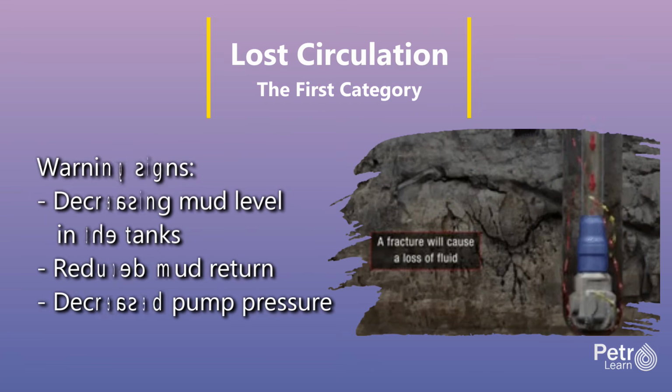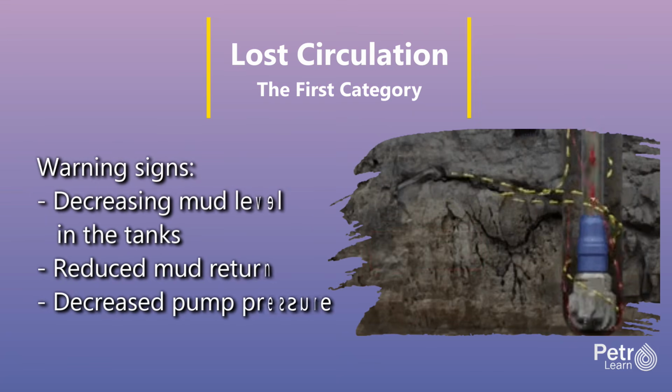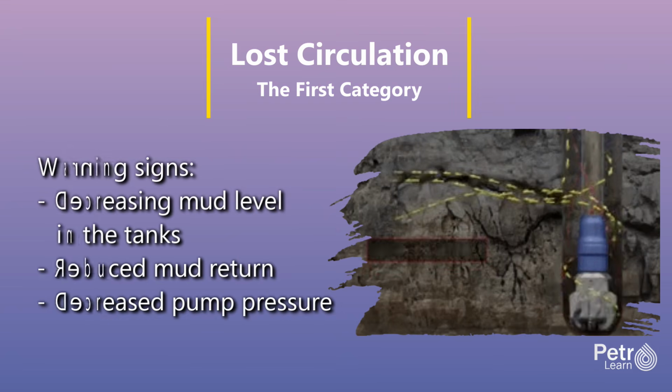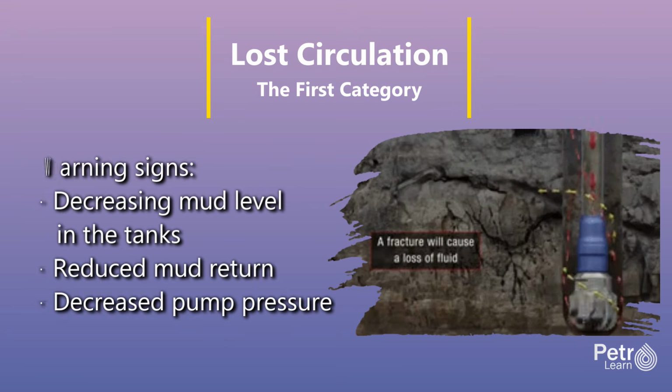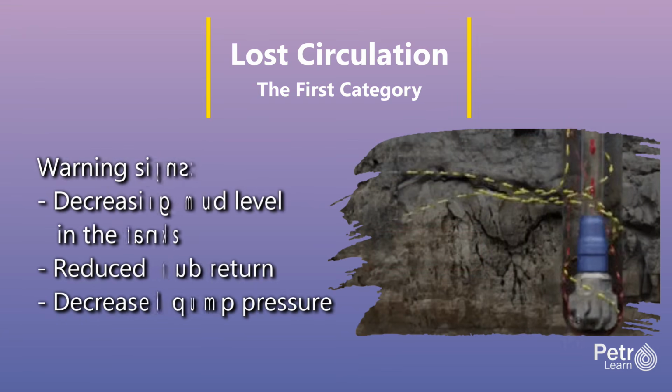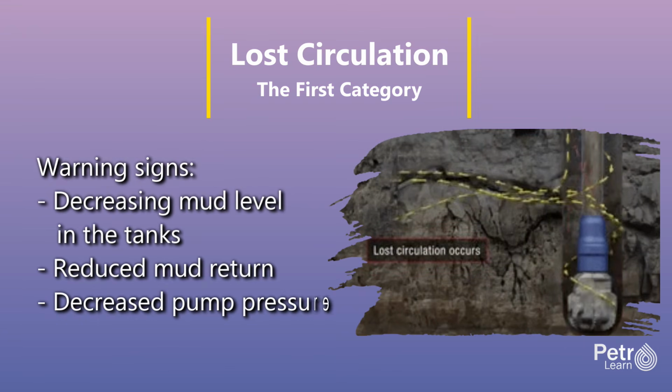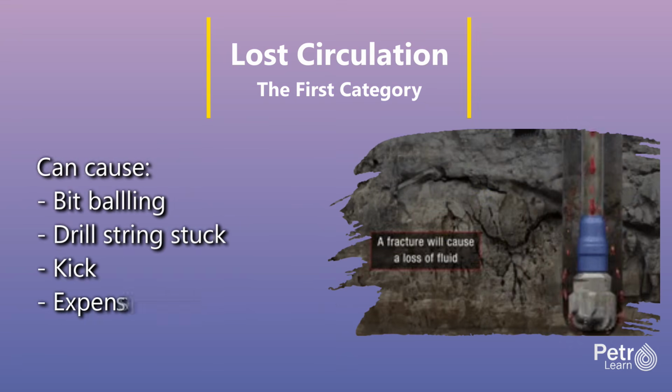Warning signs include a decreasing mud level in the tanks, reduced mud return rates measured at the flow line, and decreased pump pressure. Both the driller and the mud logger monitor the active tank system, and any unexplained loss of several barrels indicates lost circulation.